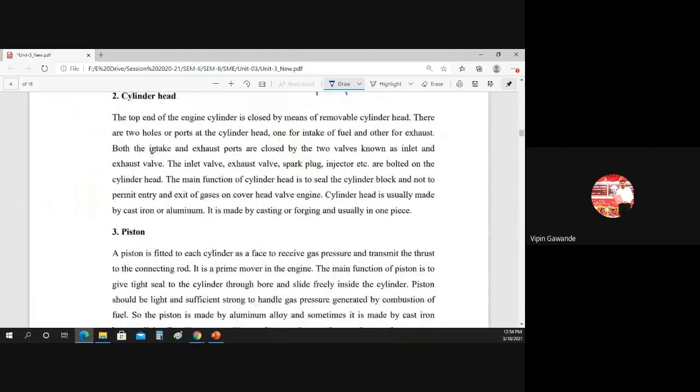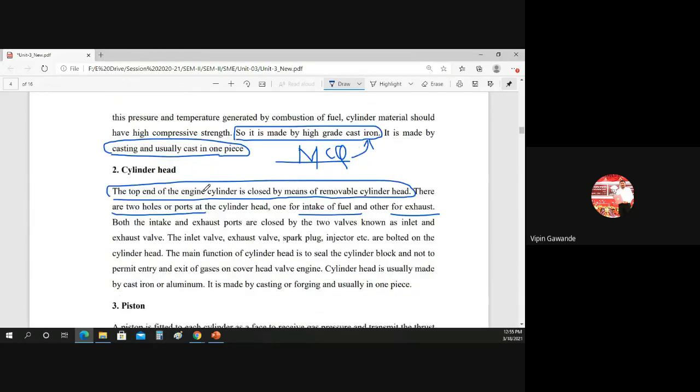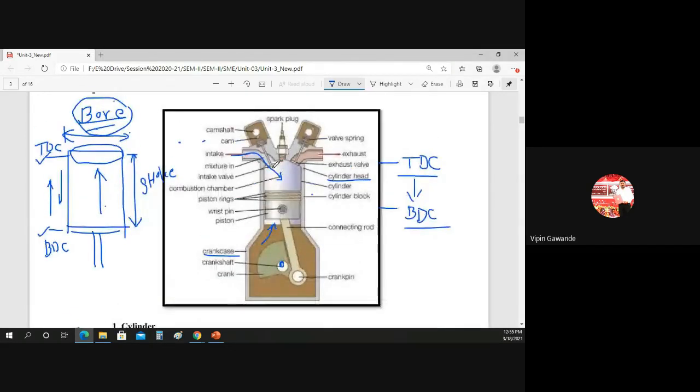Description of the cylinder head: the top end of the engine cylinder is closed by means of the removable cylinder head. We can remove this cylinder head, it is just a cap. Now what is there in the cylinder head? There are two holes, and these two holes are for the intake and the exhaust valve. So here the inlet and exhaust valves are there.